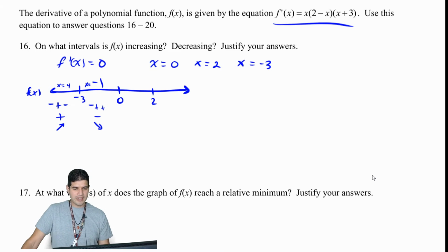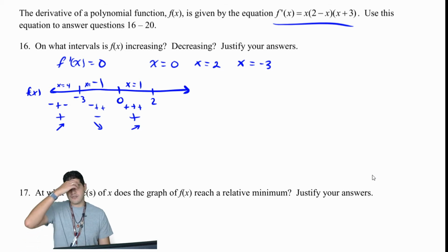All right, so for my next x value, in between 0 and 2, I'm going to use x equals positive 1. So positive 1, that's going to be positive. And then 2 minus 1, that's going to be positive. And then 1 plus 3, that's going to be positive. So all these positives mean I get a positive value out no matter what. And that's going to be increasing.